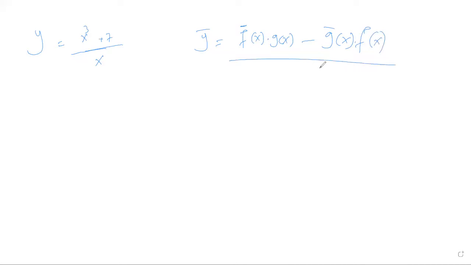y is equal to x cubed plus 7 divided by x. Let me write the formula of the quotient rule. This will be f(x) times g(x) minus the derivative of g(x) times f(x), divided by g(x) squared. Once you remember this formula, you are done. Let me take this one as f(x), and this one as g(x).